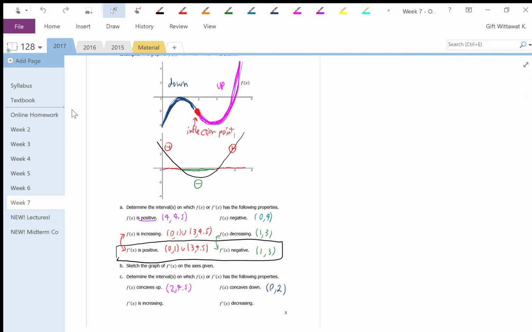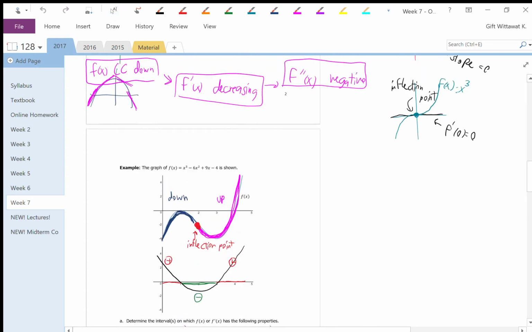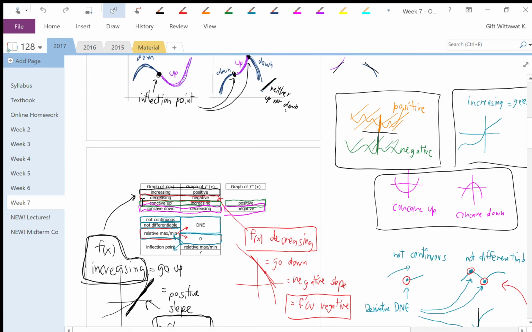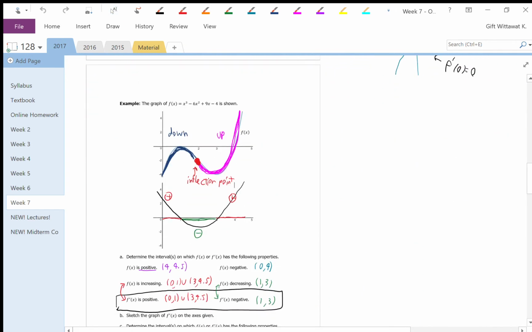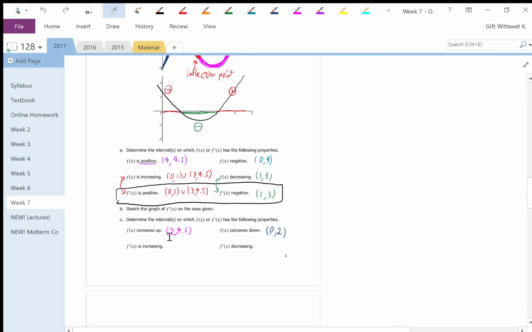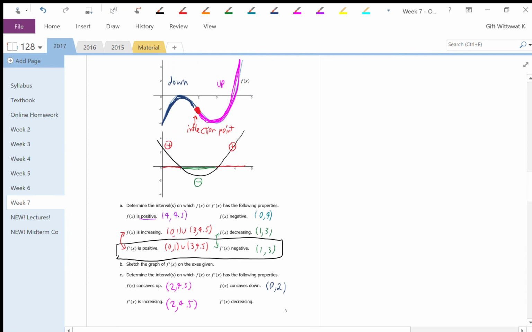Now notice how this coincides with the answer here, because we knew that my function is concave up when my derivative is increasing. I said that my function is concave up from 2 to 4.5, so my derivative had better be increasing from 2 to 4.5. And if you look at the graph that I just drew without actually knowing this, it does increase from 2 to 4.5. And my derivative had better be decreasing from 0 to 2. And that's what we see from here as well.